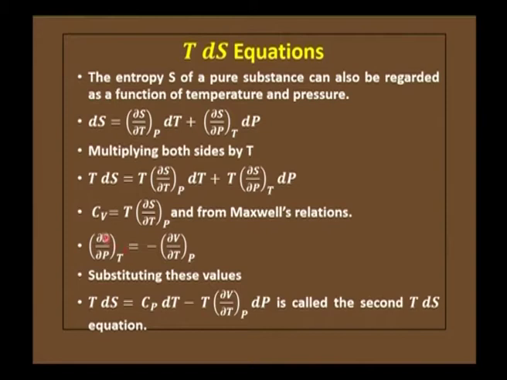But from the Maxwell relation, we know that Cp is equal to T (∂S/∂T) at constant P. And also we have (∂S/∂P) at constant T is equal to minus (∂V/∂T) at constant P. Substituting these two values in this equation, I get T dS is equal to Cp dT, and in place of plus, it is minus T (∂V/∂T) at constant P dP. This is called the second TdS equation.